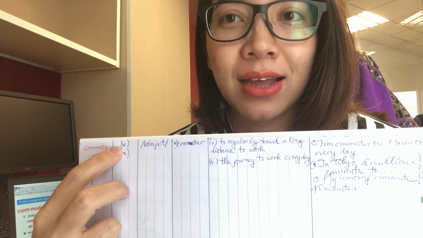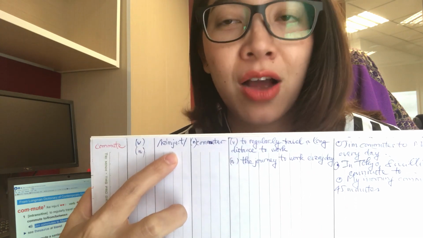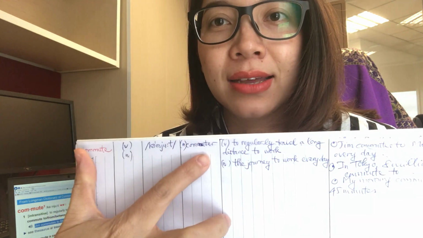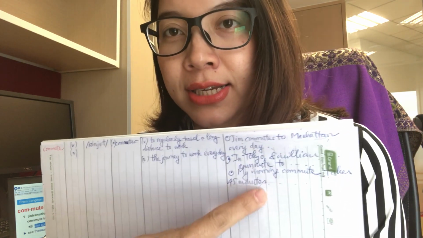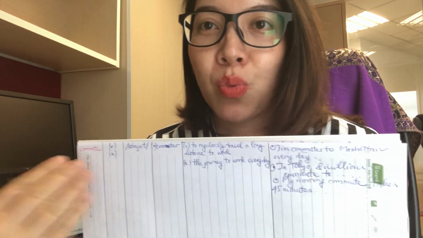We have its part of speech as both verb and noun. Its IPA, like how to pronounce it, and then the word family commuter. This is its definition, and this is the example sentences to demonstrate how to use the word commute as both a verb and a noun in sentences. So that's how you learn vocabulary successfully with a word diary. Trust me, if you try it, you will see it's wonderful.